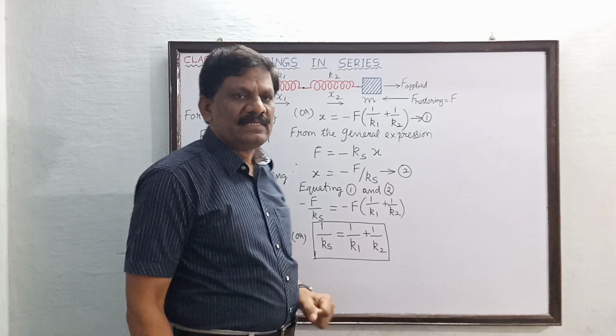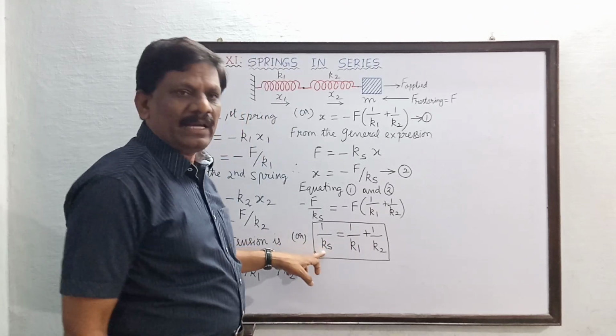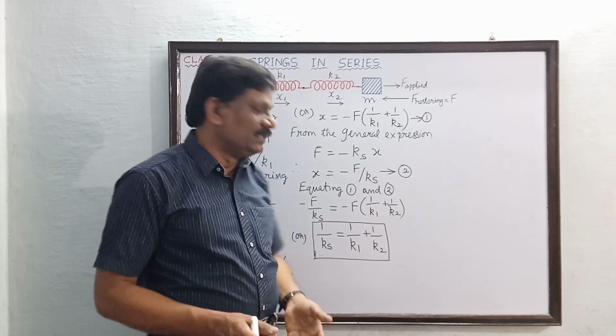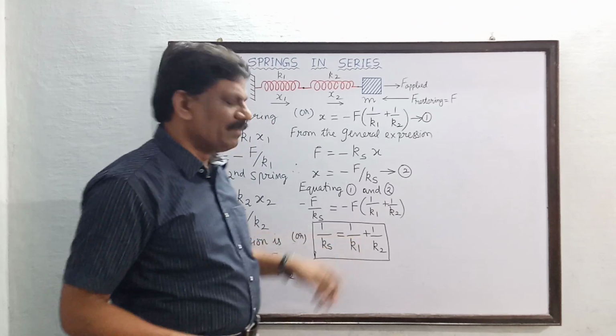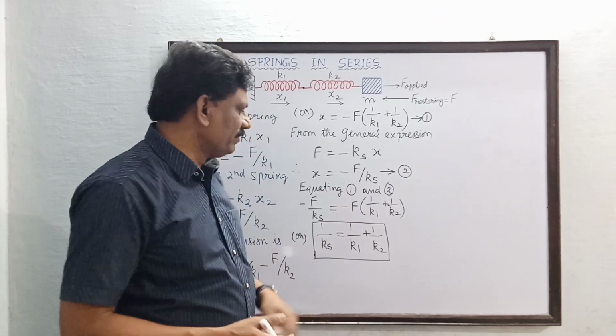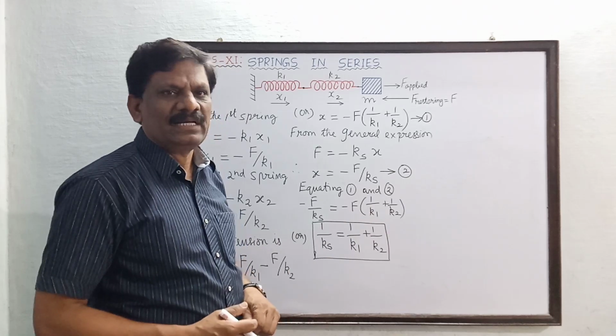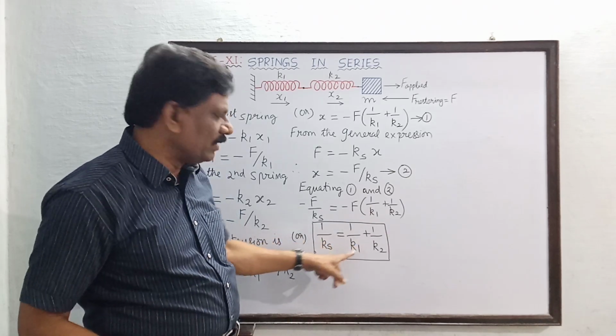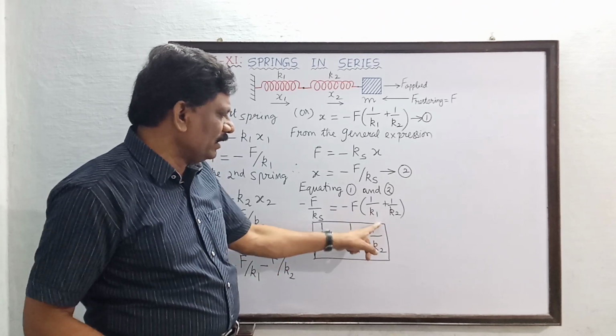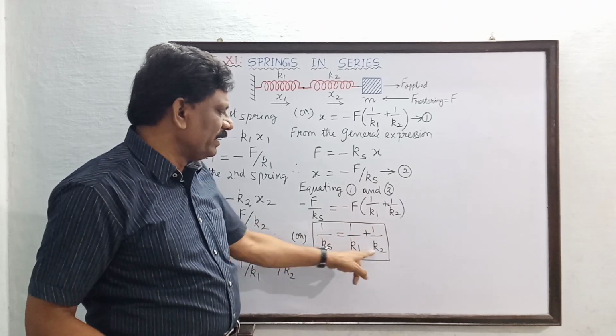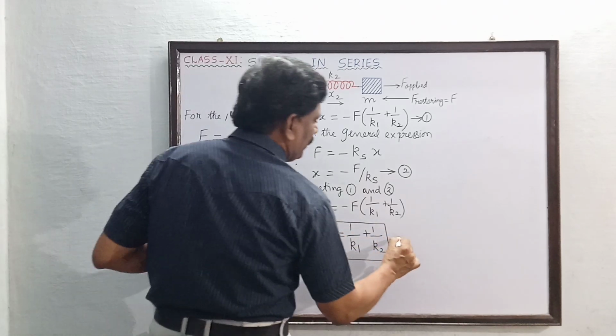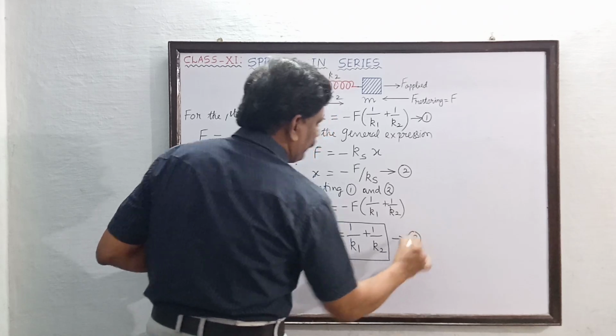So this is the reciprocal of the effective spring constant, which is equal to the sum of the reciprocals of the individual springs. Is it not? So this can also be written as what? If you take the LCM, (K1 + K2) divided by K1 K2. So I will write this as equation 3.